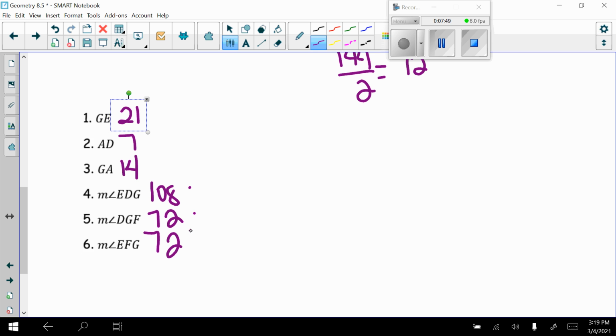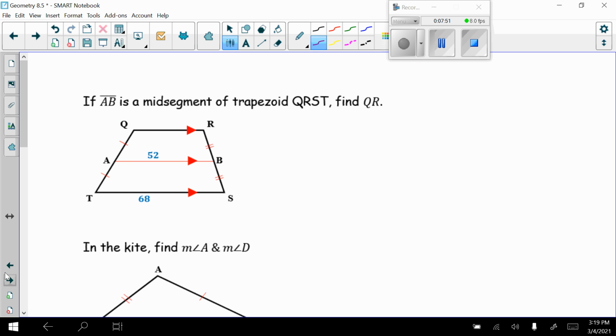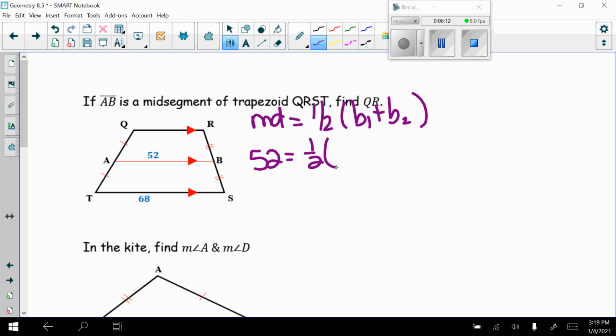Let's look at our next page. It tells me if AB is a midsegment of trapezoid QRST, find QR. Remember that our formula for the midsegment is half of base 1 plus base 2. So my midsegment, they tell me, is 52, equals 1/2 times my top base, that's X, what I'm looking for, plus bottom base, 68.